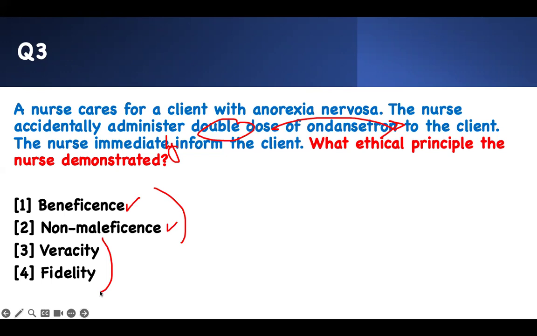Are you truthful or are you honoring your words, right? If you're telling the truth and you're being honest with the patient, it's veracity. But if you're promising and coming back and keeping your promise, it's fidelity. So in this one, the nurse tells the truth no matter what, even though it's going to hurt. That is veracity. So that's the answer. Next question.